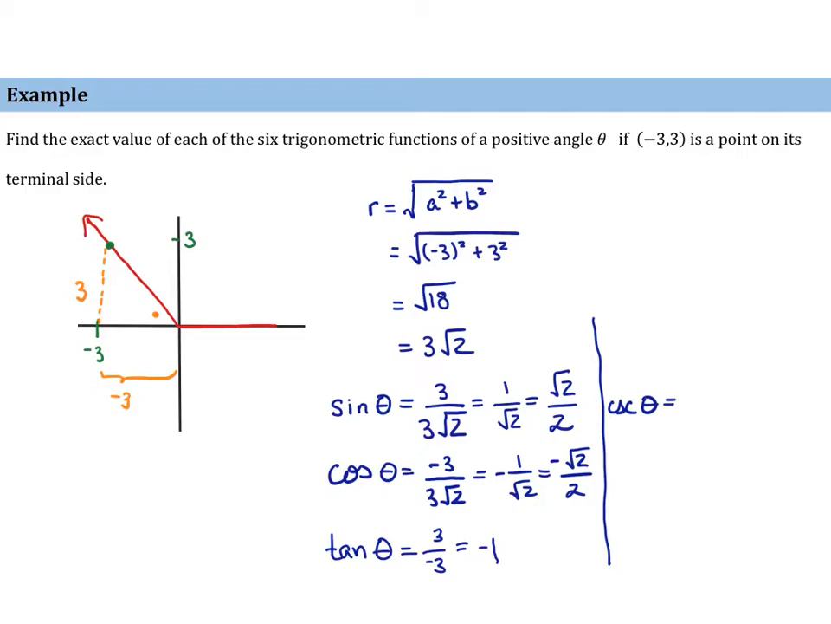So we obtain square root of 2 over 1, which is just the square root of 2. Secant of theta will be likewise negative root 2 over 2. And finally, cotangent of theta will be the reciprocal of negative 1, which is negative 1.